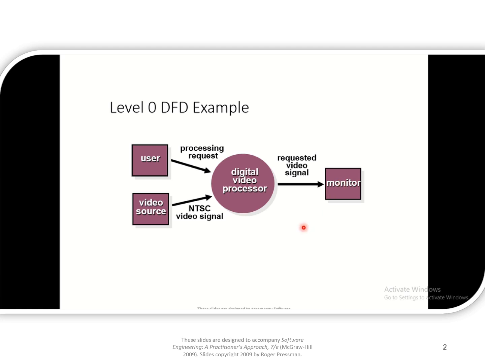In this diagram, we are not going into detail of how the digital video processor processes this information. This is what we call a level 0 diagram or a context level diagram. This is the highest level of abstraction. We just mention the input flow and the output flow. We do not go deep into the details of how this process will be enabled.